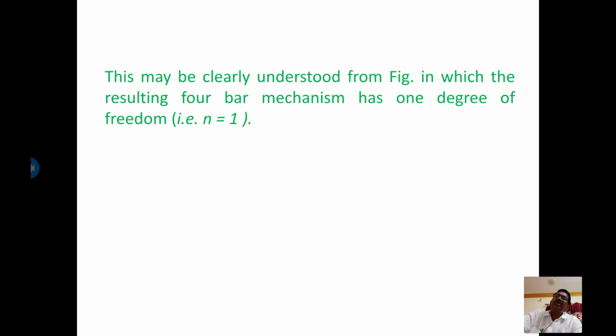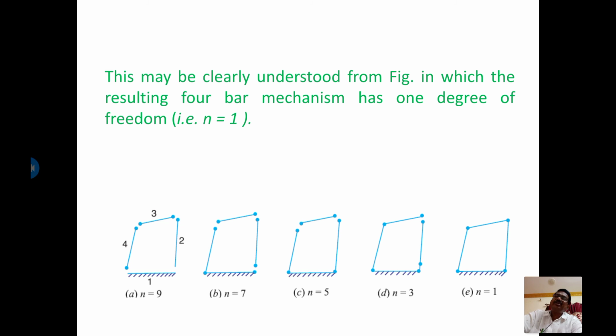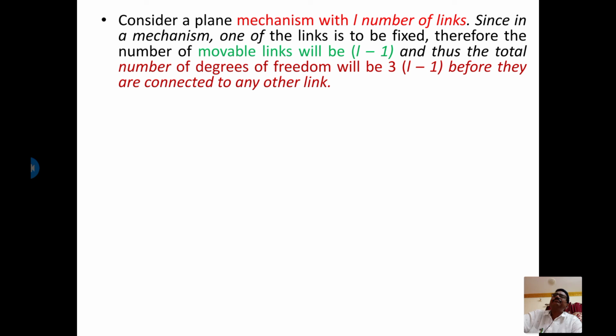So we are observing a mechanism where all the links are different and not connected. 4 links are individual, then one link is fixed, so the remaining 3 links' positions are 3 into 3, total 9 degrees of freedom with respect to the first link. Similarly, when one link is connected, the remaining have 7 degrees of freedom. When 2 links are joined, only 5 degrees of freedom. When 3 links are joined, we get 3 degrees of freedom, and when all links are joined, the number of degrees of freedom becomes 1. That's the way the 4-bar chain has 1 degree of freedom.